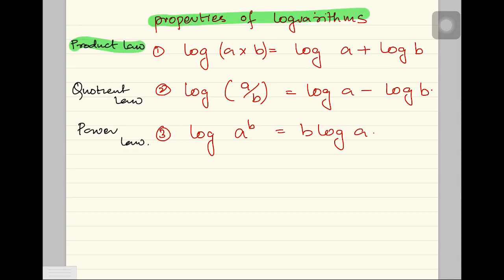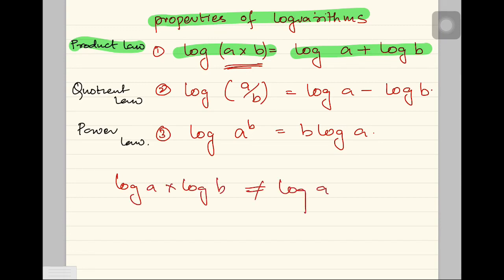So how does the product law work in logarithm? We have done this in class 9 if you remember. When you have log a into b, when a and b are being multiplied, the subject, then we can write it as log a plus log b. Remember, this is not correct. I'm writing it here. Log a into log b is not equal to log a plus log b.